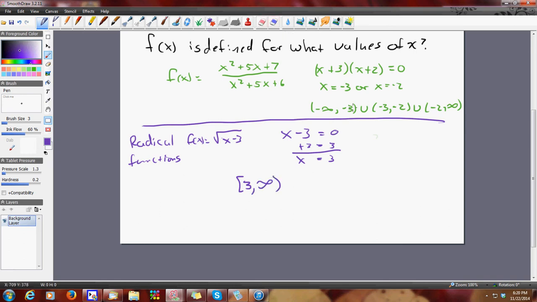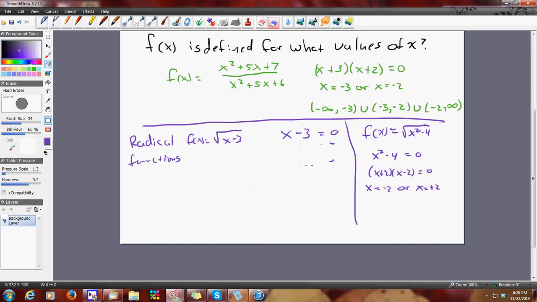I'll do one more for you. If I have f of x equals, let's say, the square root of x squared minus 4. Well, this is a little bit tricky. So I'm going to say, all right, x squared minus 4 is equal to 0. Know that this is x plus 2 and x minus 2 is equal to 0. So x equals negative 2 or x equals positive 2. Well, now you're going to have to be clever about this. I'm going to make a quick number line, and I'm going to see where this is defined.